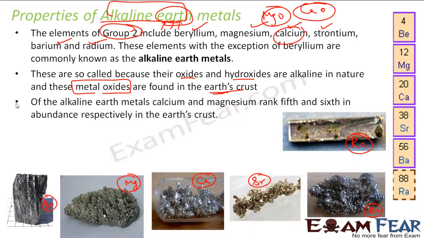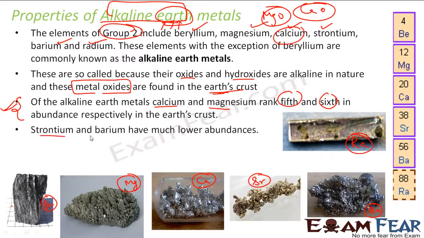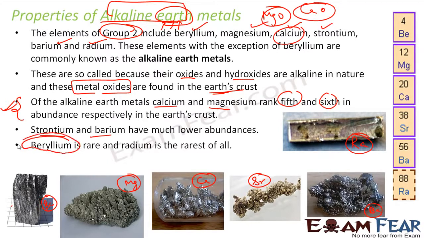And if you talk about the abundance, we'll again discuss this in the next few slides, but calcium and magnesium are the most easily found metals in this group, right? And they are 5th and 6th in the abundance ratio in the earth's crust. We'll talk about this in detail in the next few slides. And the other ones are a little rare: strontium, barium. Beryllium is very rare. It's the rarest of all, very difficult to find.